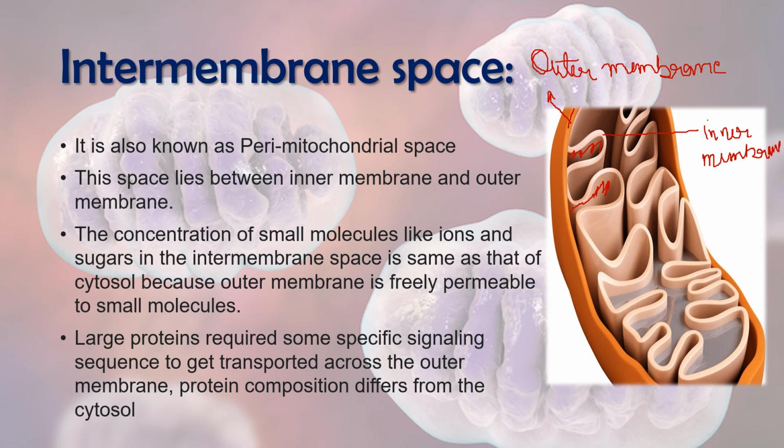This space present between the outer membrane and inner membrane is known as the intermembrane space. It is also known as the perimitochondrial space. This space lies between the inner membrane and outer membrane. The concentration of small molecules like ions and sugars in the intermembrane space is the same as that of the cytosol, because the outer membrane is freely permeable to small molecules.